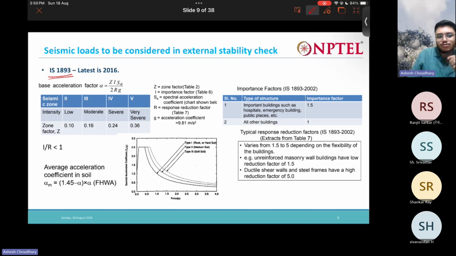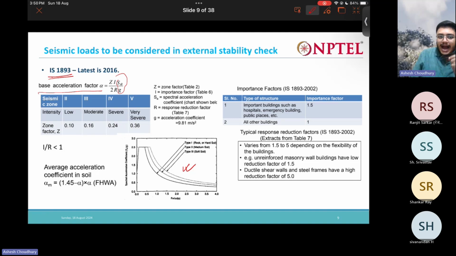So from that code, we have to calculate the base acceleration factor alpha. For a certain zone, for a certain importance factor, we calculate this alpha. And SA by G is nothing but the spectral acceleration coefficient that we calculate from this plot. This acceleration spectrum is given in the code, and from that code we can take this SA by G.